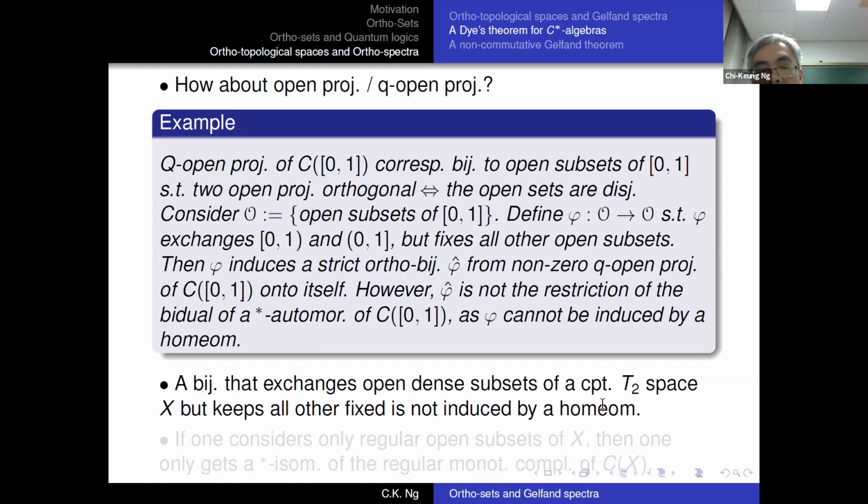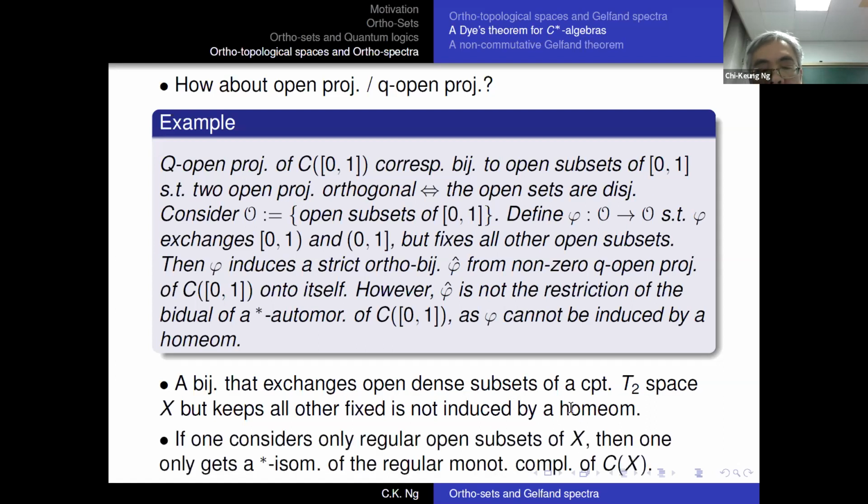How about we exclude all the bad guys? If we exclude all the bad guys, we at the same time need to exclude all the regular open subsets of X. But we have seen a while ago, if we consider regular open subsets and we consider that Boolean algebra, that Boolean algebra does not remember X itself. It only remembers the regular monotone completion of C(X). So if we replace closed projections by open projections, it won't work. So the closed projection version is the right way to get the Dye theorem.